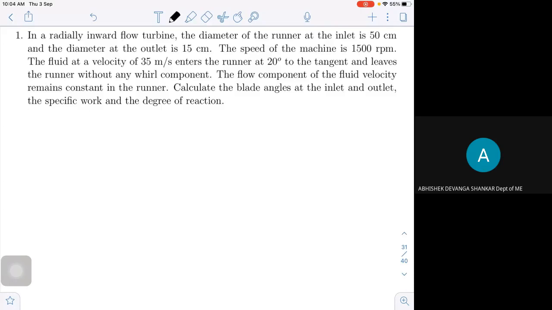leaves the runner without any whirl component. The flow component of the fluid velocity remains constant in the runner. Calculate the blade angles at the inlet and outlet, the specific work and the degree of reaction.